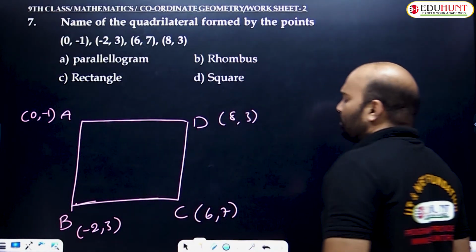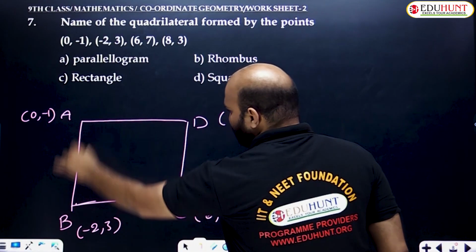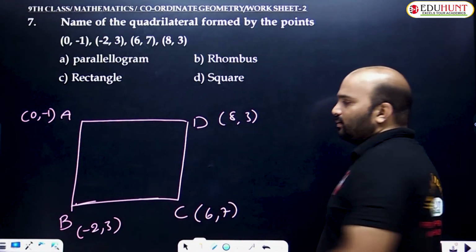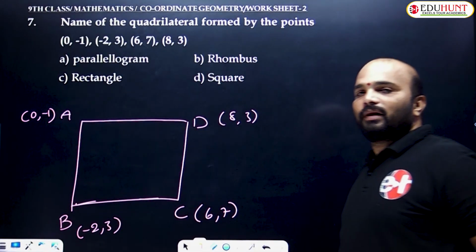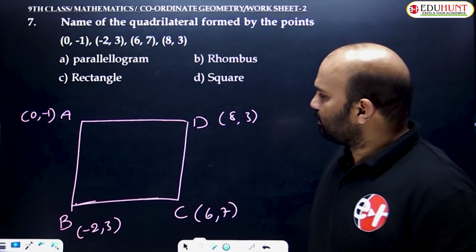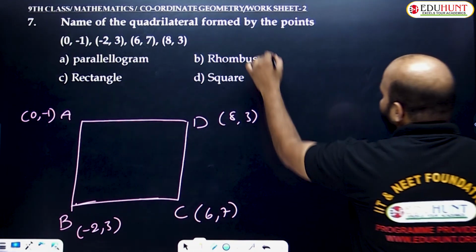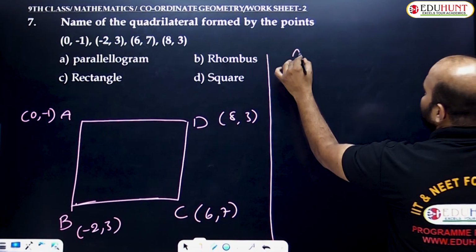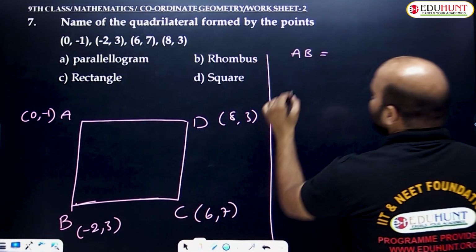If it is asking for the name of the quadrilateral, first we need to find the distance between adjacent points: A and B, B and C, C and D, D and A. Finally we have to conclude the quadrilateral figure. Am I clear? So first I am taking the AB distance. Clearly we need to understand the coordinates of A.